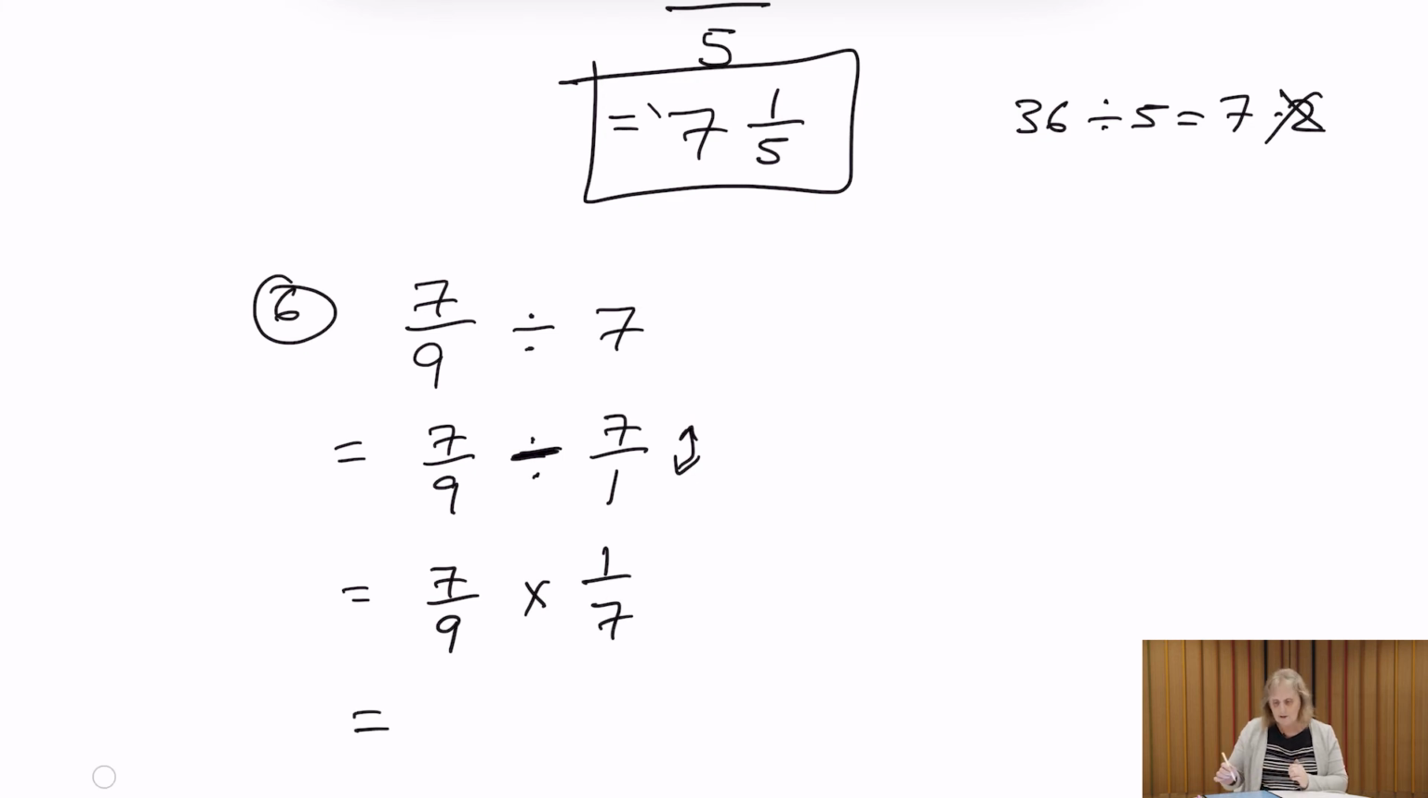Now again, we can look diagonally and simplify before we multiply across. So we see we've got 7 here, so 7 diagonally here and the 7 here. So we know both of those are divisible by 7, we can divide them by 7, and that gives us 1 here. So now we can continue to just multiply across. In the numerator, 1 times 1, and in the denominator, 9 times 1 gives us 1/9. So now, 7 over 9 divided by 7, the answer is 1 over 9.